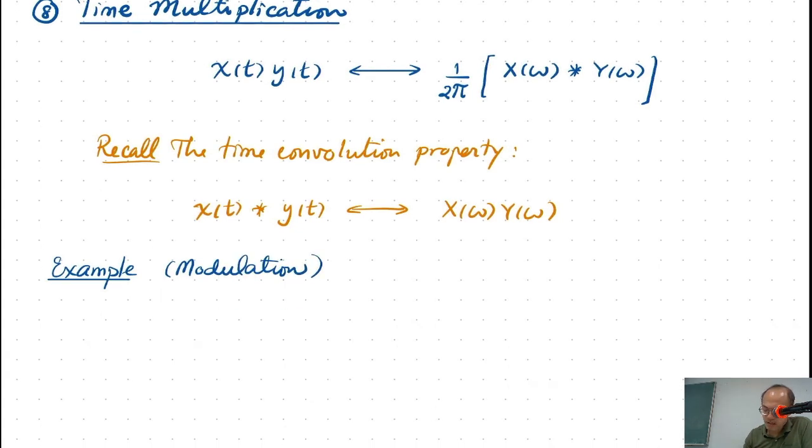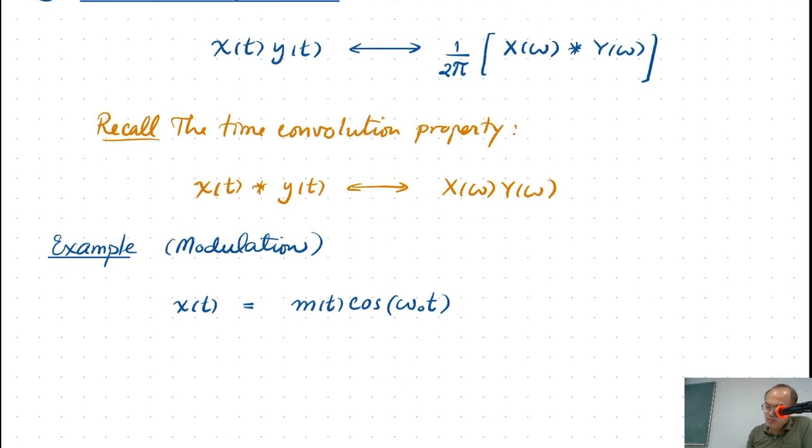Suppose we have a signal m and we multiply the signal m by a cosine function, a sinusoidal function, and we call this product signal x. If you are into communication, you will see this type of multiplication a lot. This type of product is called modulation.